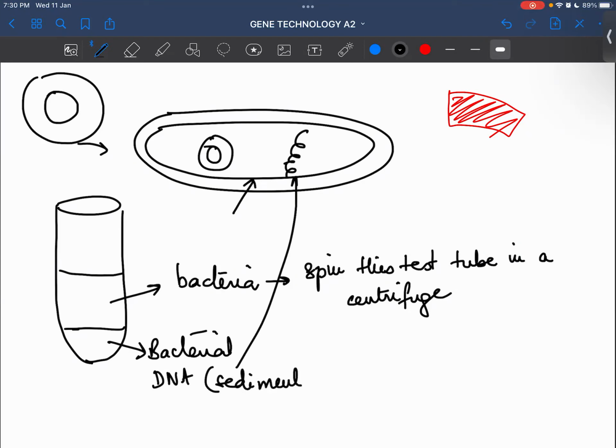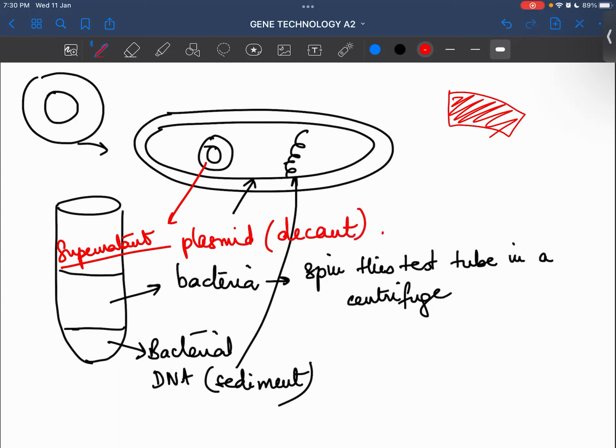And what will remain on top? The plasmid will remain. The supernatant is always light in weight, so you have the plasmid. So what you can do is easily decant it. I hope you know the meaning of decanting. You know the meaning of decanting?